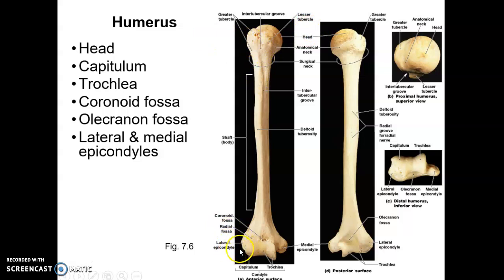Epi meaning on top of the condyles. And the condyles distally on the humerus have been modified, and they're given these names, capitulum and trochlea. The capitulum is lateral, and the trochlea is medial, relative to each other.